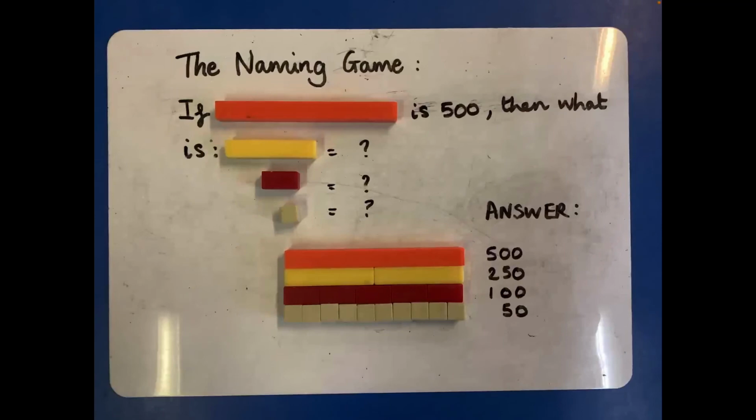If the orange is 500, then half of that, one of our yellows, is worth 250. Our reds are worth 100, 100 500ths. And our whites are worth 50, 50 500ths.